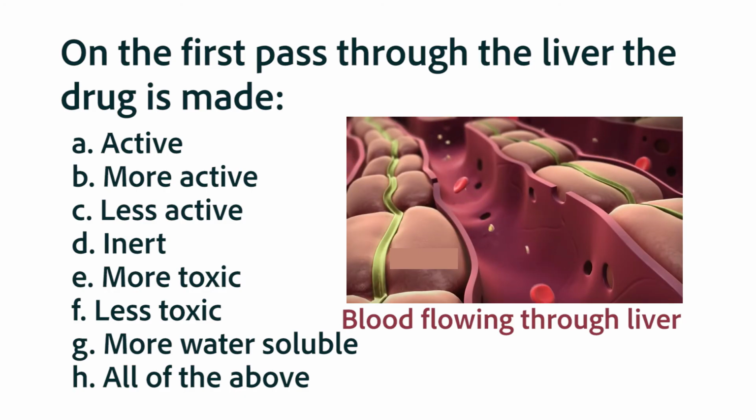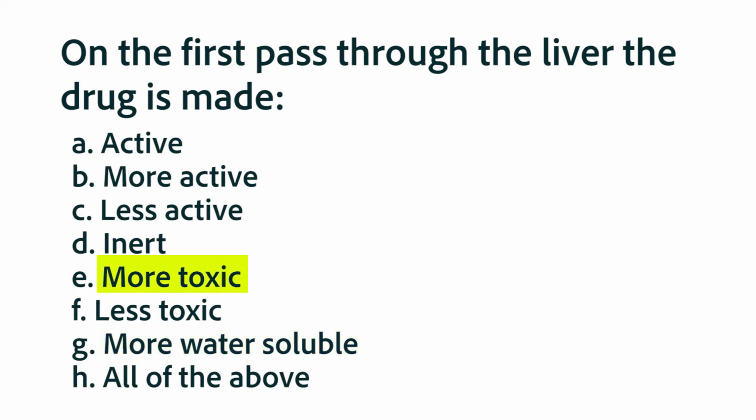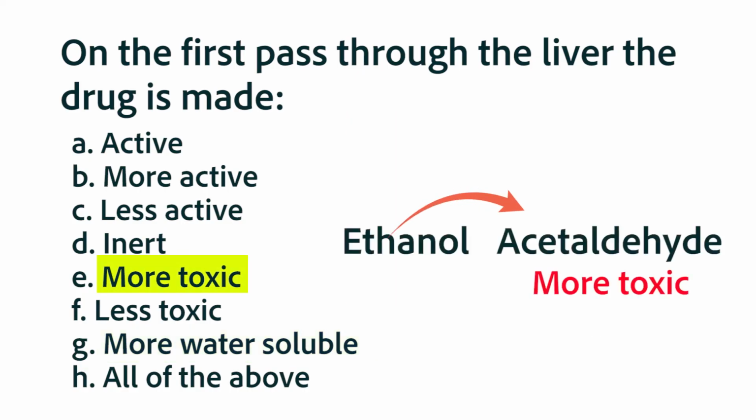And you were correct if you had said all of the above. The liver's main job is to make things more easily excreted, so it makes things more water soluble. But in the process, the first step may actually make the drug more toxic. A good example is the first metabolite of ethanol, the alcohol that we drink, which is acetaldehyde and much more toxic than ethanol.